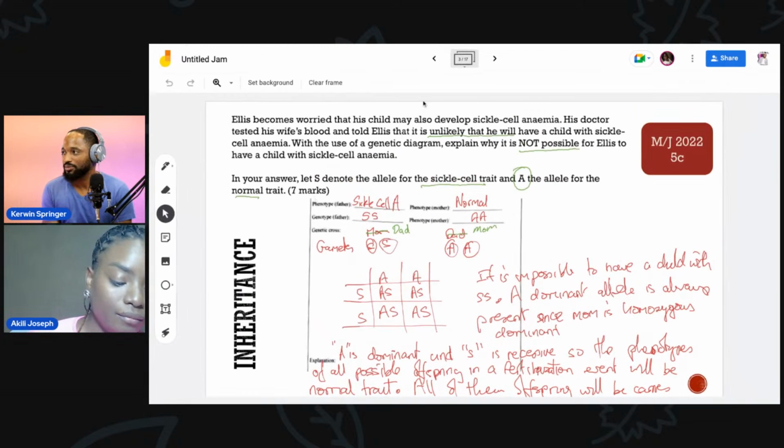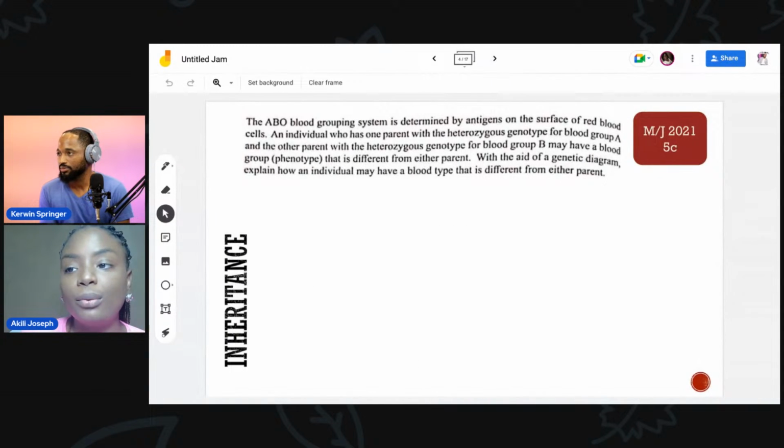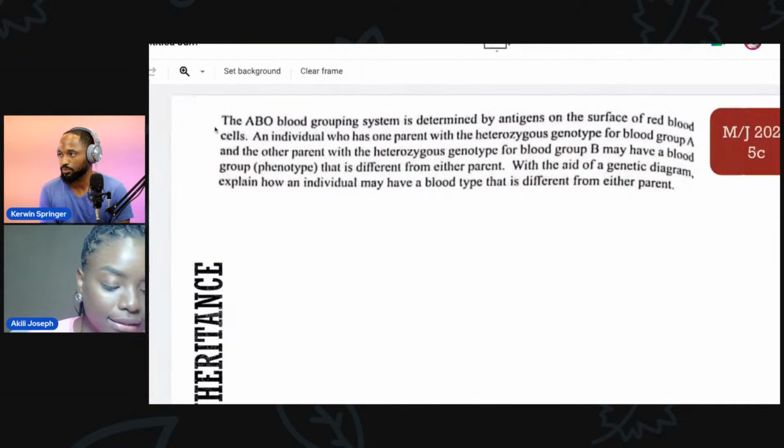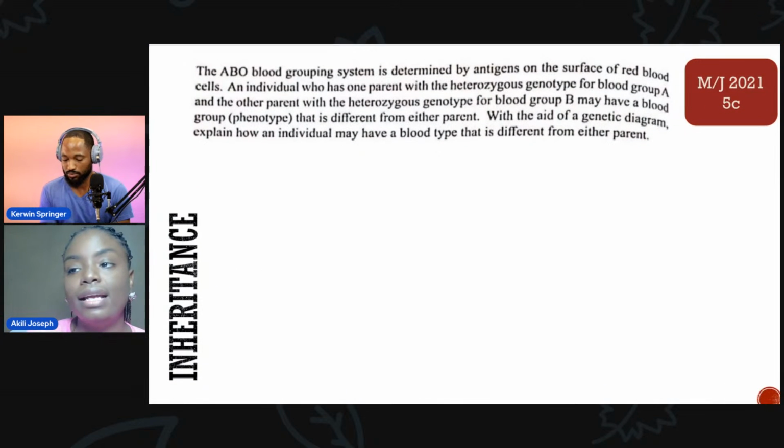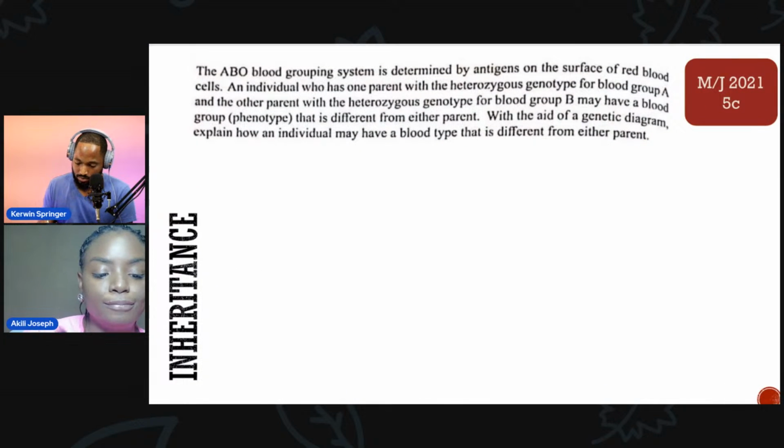Slide 4. So the genetic diagram, your Punnett square, is just really proving that you're not seeing any sort of smallest combination, right?